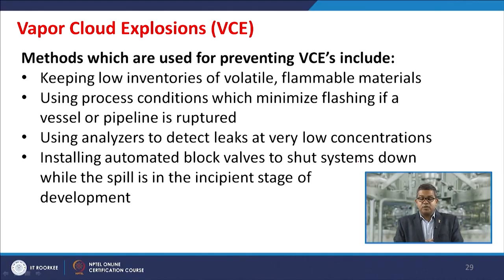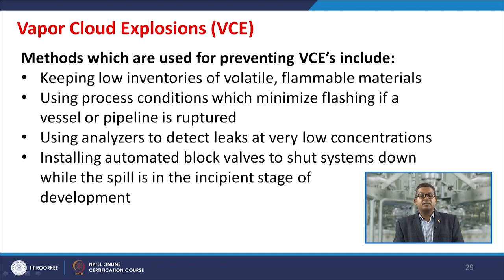Using process conditions which minimize flashing if a vessel or pipeline is ruptured. Recall the industrial hygiene, where we discussed a lot in such an aspect. Using analyzers to detect leaks at a very low concentration, though it's very costly, but again for the safety of your plant it is always advisable. Installing automated block valves to shut the system down while the spill is in the incipient stage of development, so that you can cut the supply of fuel to the danger zone.